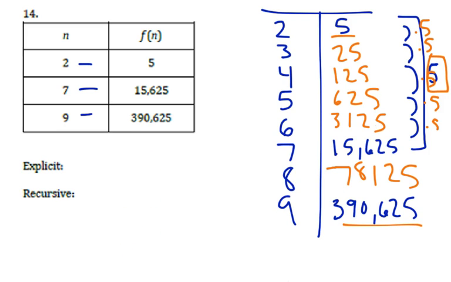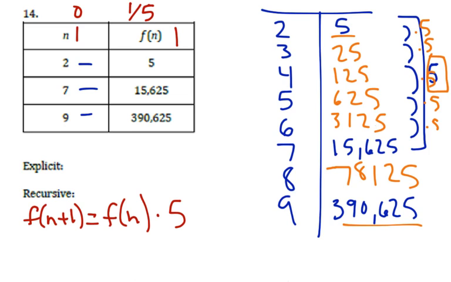And then once we've got that information, we just work backwards to 1 and 0. So 5 divided by 5 would give us 1. 1 divided by 5 would give us 1/5. So for our recursive, we say to get our next number, we take that previous number and we multiply it by 5. And where did we start? Well, we started at 1/5. There's our recursive. Notice this one I put n plus 1 because we're going up to the next one, and we take the previous one just as f of n.